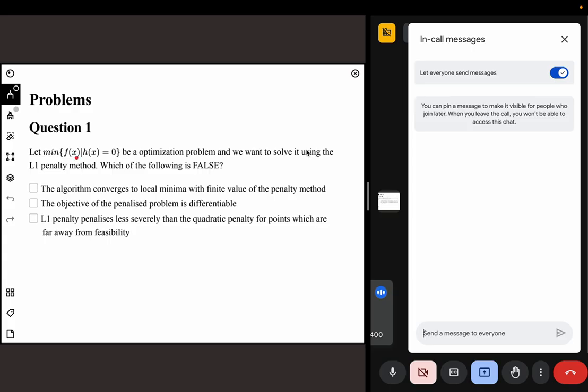You want to minimize some function f of x such that h of x equal to 0, and we want to solve it using the L1 penalty method. Which of the following statements is false? We will go one by one. So will the algorithm converge to a local minima with a finite value of the penalty parameter? True or false?